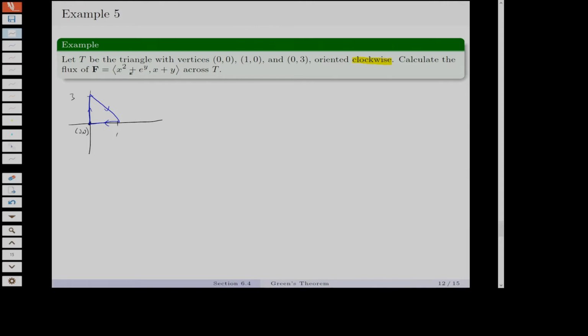Calculate the flux of this vector field f across our triangle T. So the flux is going to be the integral across T of f dot n ds. And I don't want to have to compute that unit normal vector. Remember, that was a lot of work back in chapter 3. So what we're going to do is, after you compute that nasty thing, then you have to integrate it. Say, okay, let's instead rewrite this as a double integral using Green's theorem.